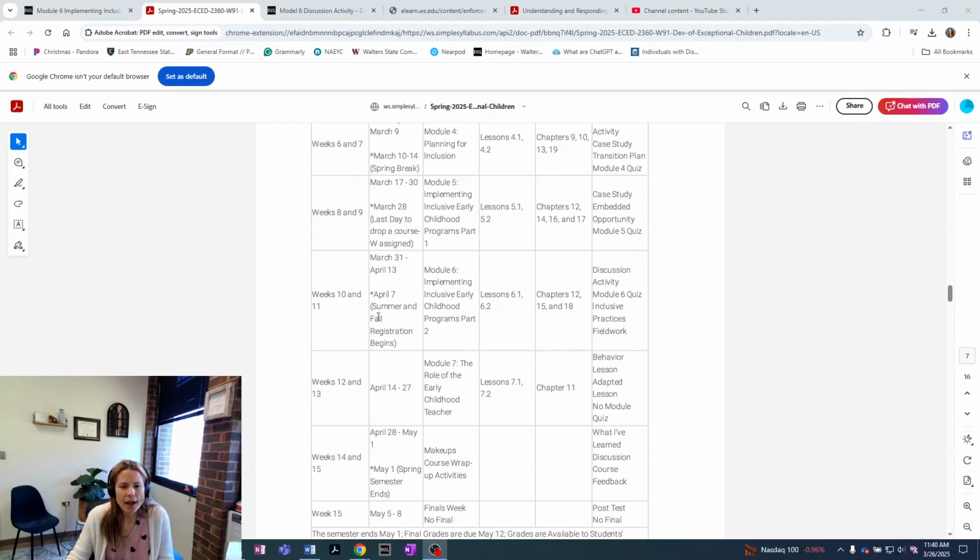So we're going to go into that second part. Right here is where we're at. We are in weeks 10 and 11. Again, this is a 2-week module. We are working in Module 6, Implementing Inclusive Early Childhood Programs, Part 2. This is going to be Lessons 6 and 1 you're going to be responsible for to go through, as well as reading these 3 chapters inside your textbook.